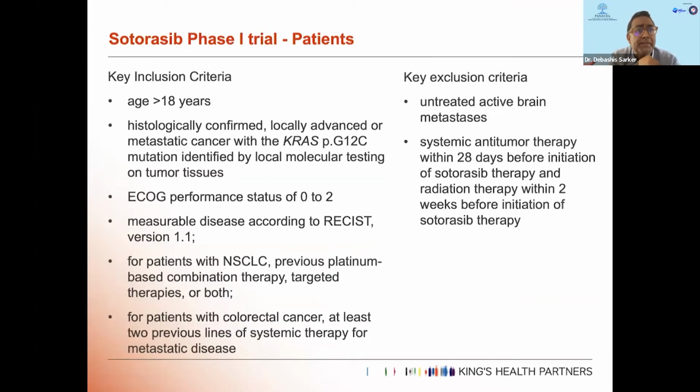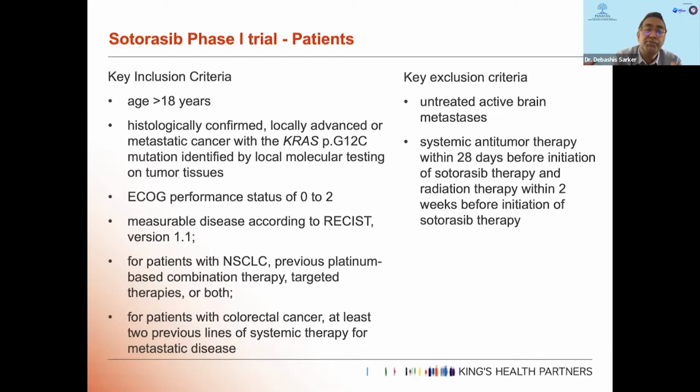So what about the Sotorasib phase 1 trial? It broadly matched what I've just said. Age greater than 18, patients had to have a confirmed diagnosis of a KRAS G12C mutation. That could be done through local molecular testing, had to be done on tissue rather than on circulating DNA. Patient's performance status was 0 to 2, so again, slightly more flexible than many phase 1 trials that we do. They needed to have measurable disease.